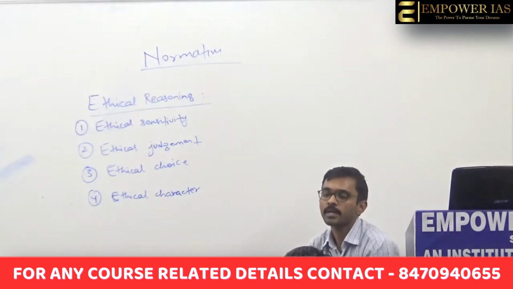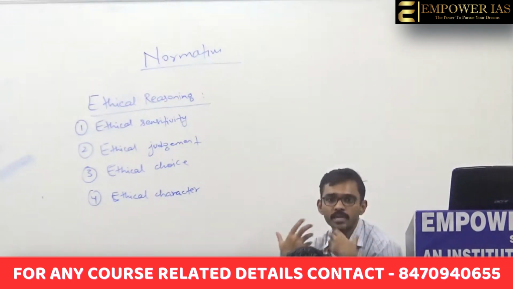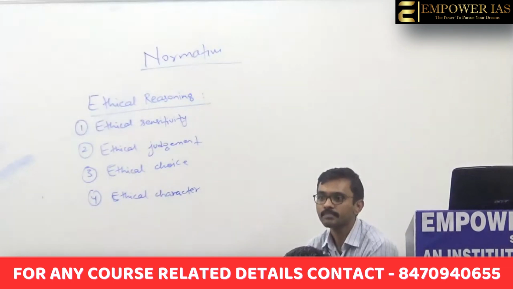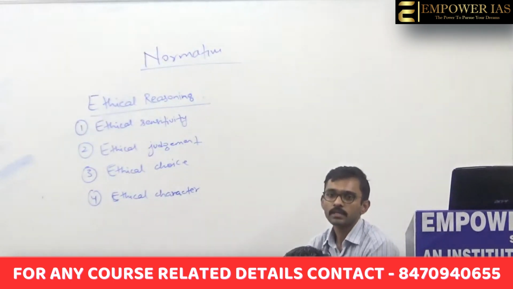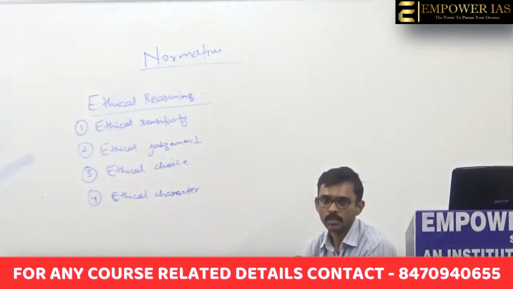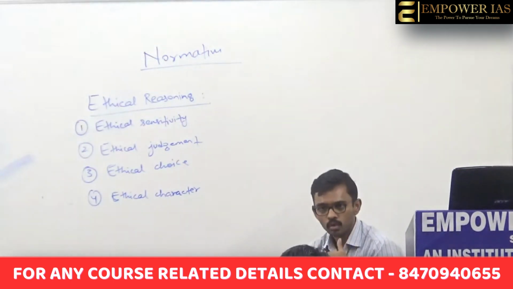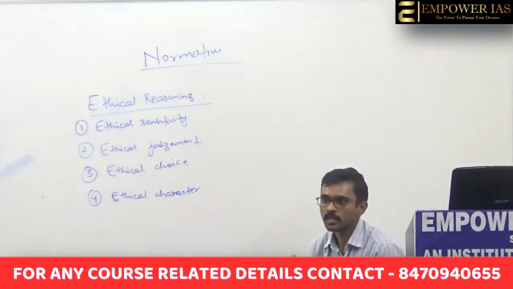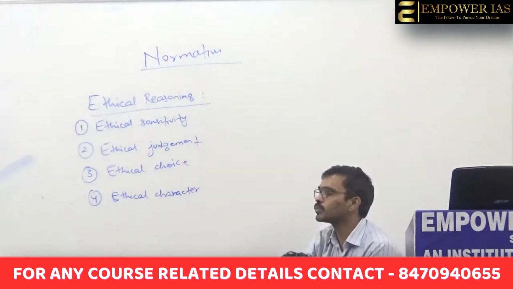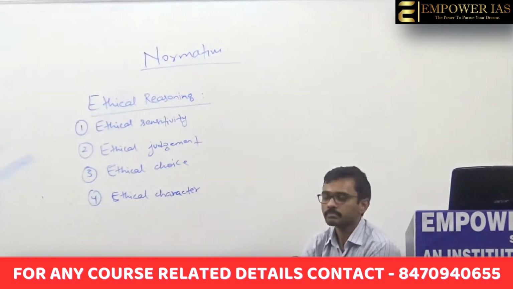Our sensitivity has not developed. We haven't been able to develop that sensitivity to realize that there is something wrong in it, that there is an ethical dilemma in what we are doing. So the first step towards resolution of an ethical dilemma is to know that there is an ethical dilemma, and that we know through ethical sensitivity.